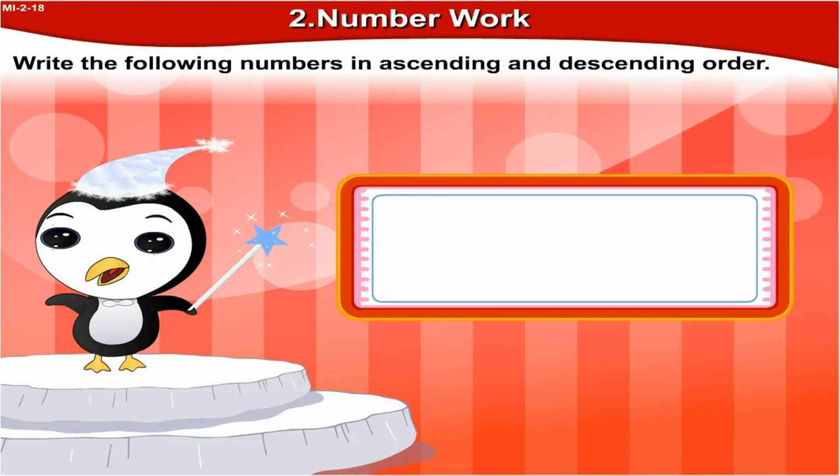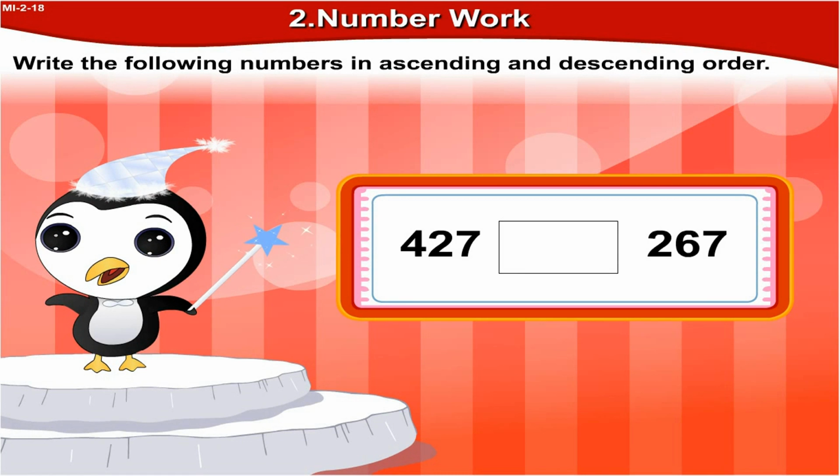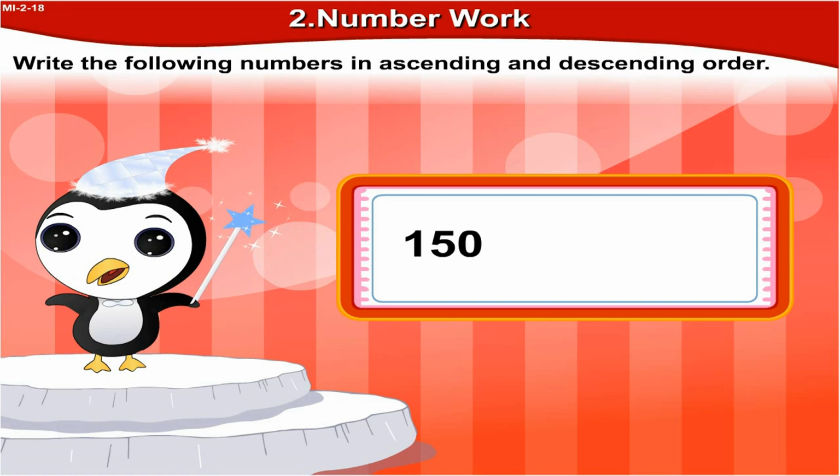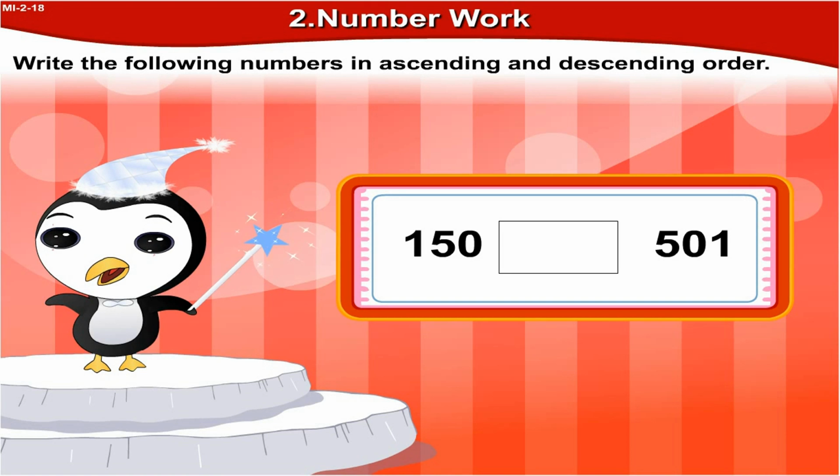Put the right symbol, lesser or greater, between the numbers in each pair. 427 box 267. Here 427 is greater than 267. So we'll put a sign of greater facing towards 427. 150 box 501. Now 150 is lesser than 501. So we'll put a sign of lesser towards 150.